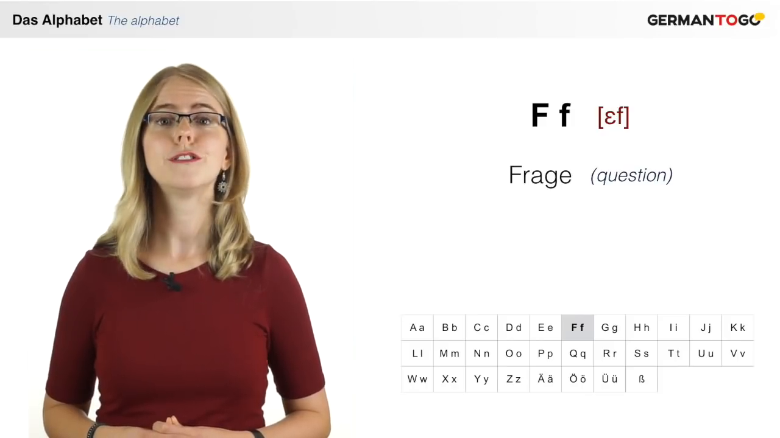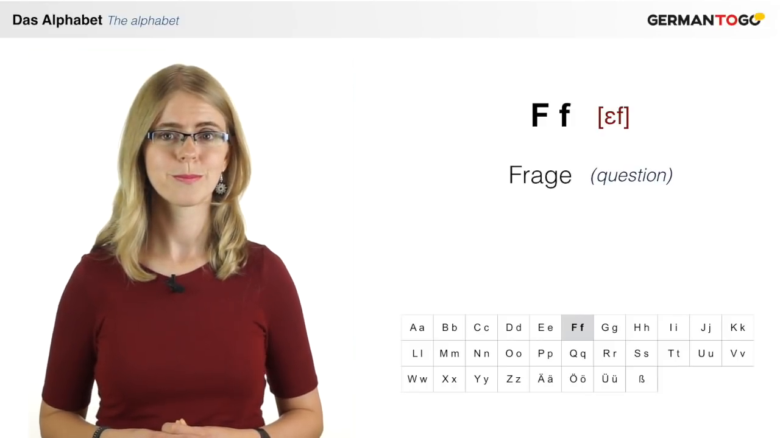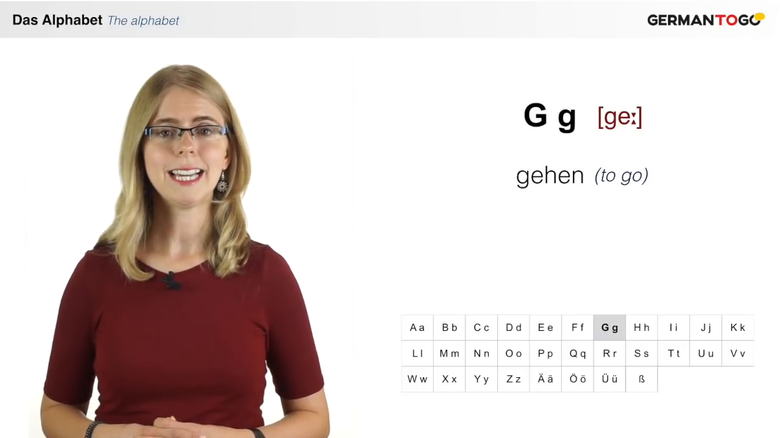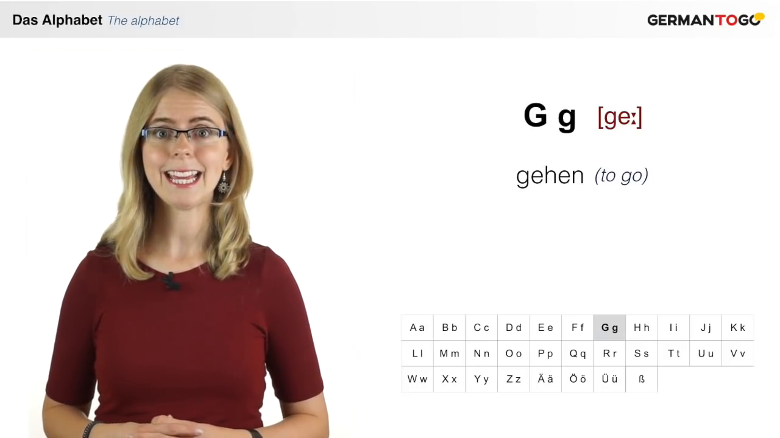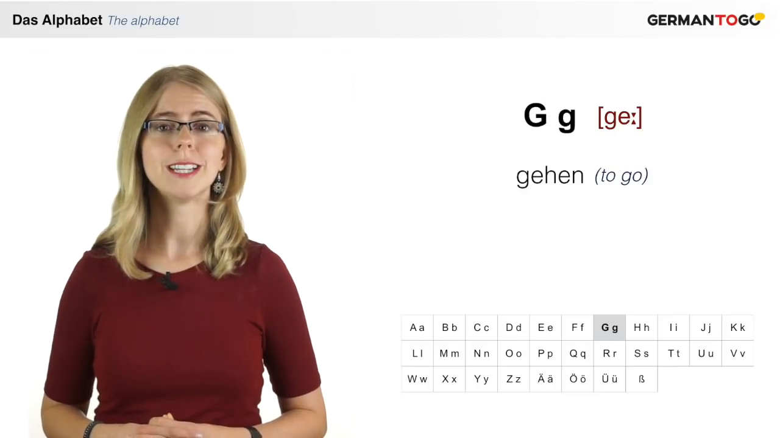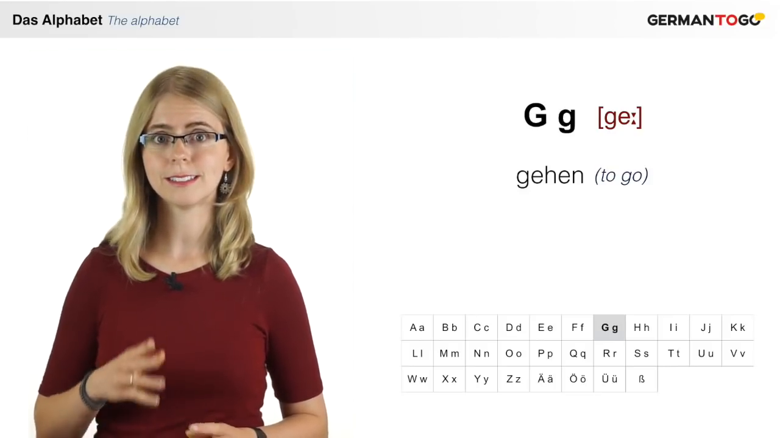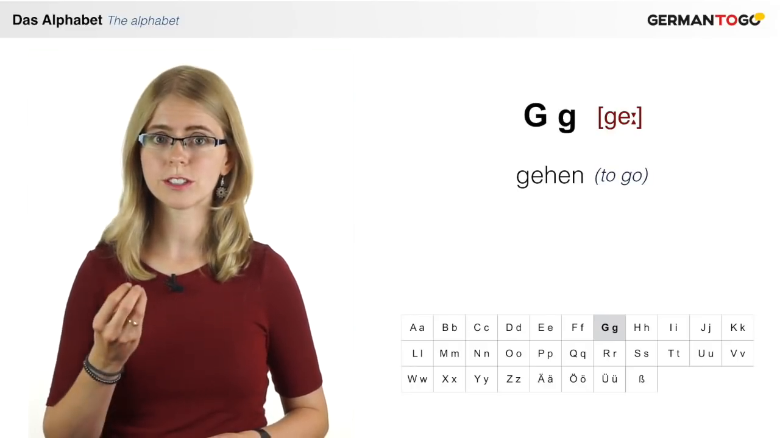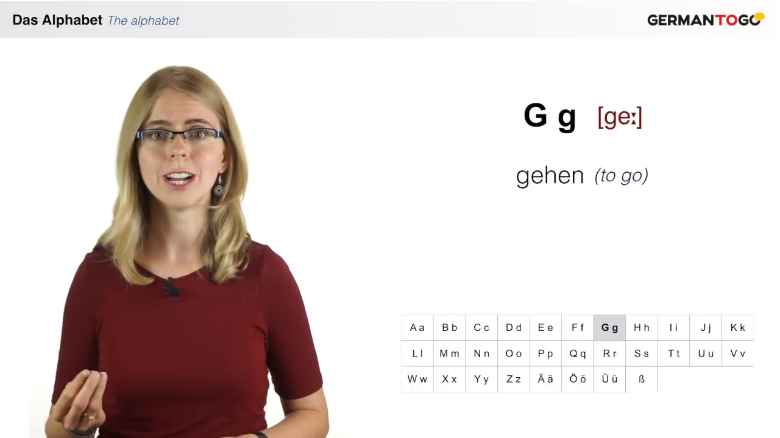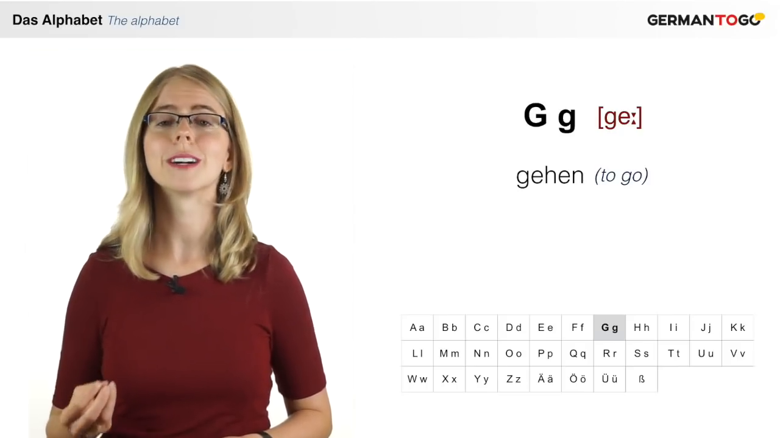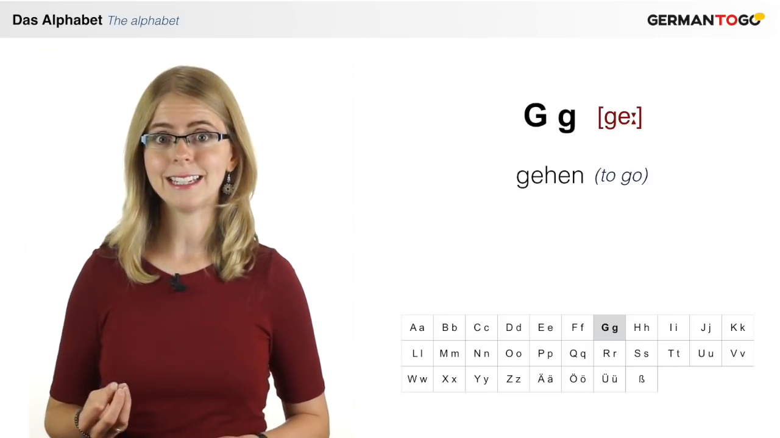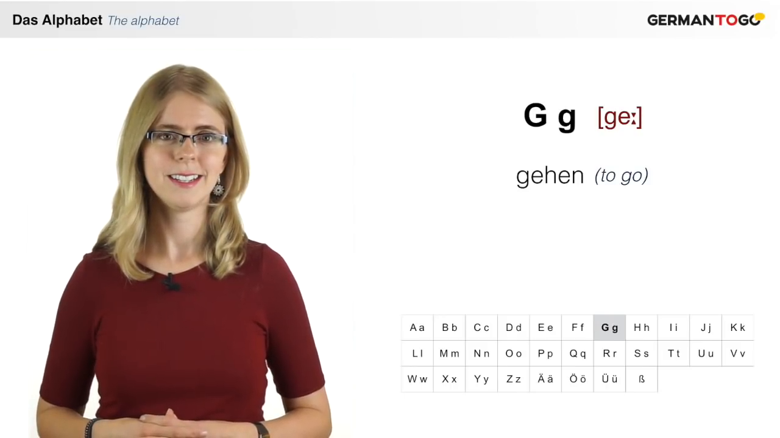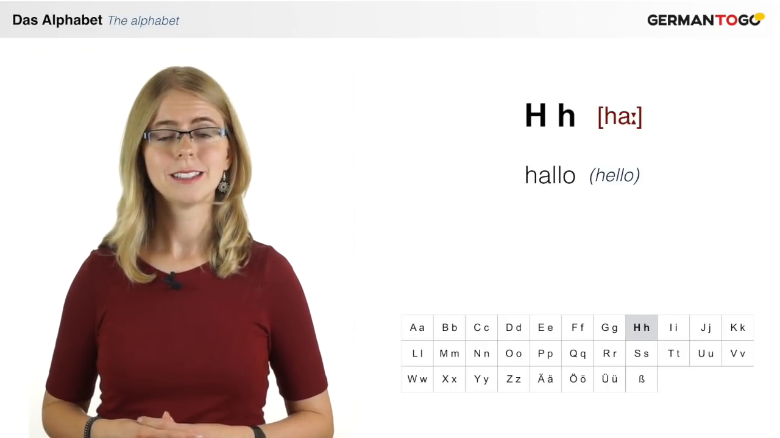F, Frage. G, gehen. When you have an H after a vowel, as here in gehen, the H itself is not pronounced. It just makes the vowel sound a bit longer. Gehen. So, gehen. H, hallo.